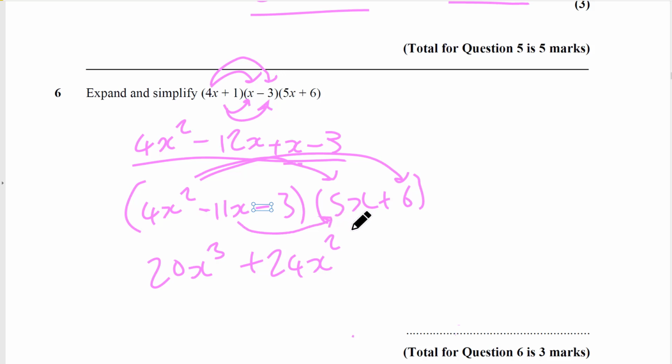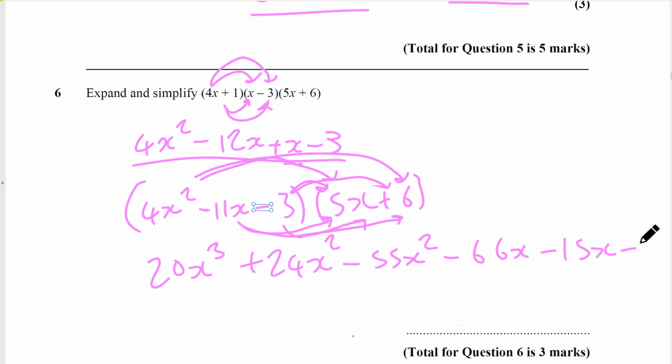Now we've got the minus 11x times 5x. Oh, minus 11x times 5x, that's minus 55x squared. Minus 11x times 6 is minus 66x. Now we're going to get minus 3 times 5x is minus 15x. And minus 3 times 6 is minus 18.